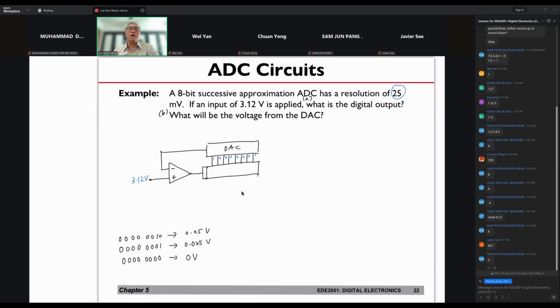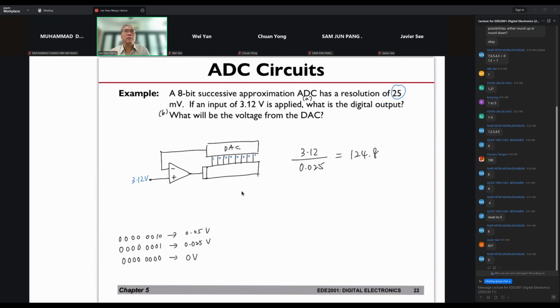Now your input is 3.12 volts. Can I find which binary level it will be quantized to? Come on, guys, you can do it. What you need to do is take 3.12, which is the input voltage, and divide by 0.025. You should get 124.8.